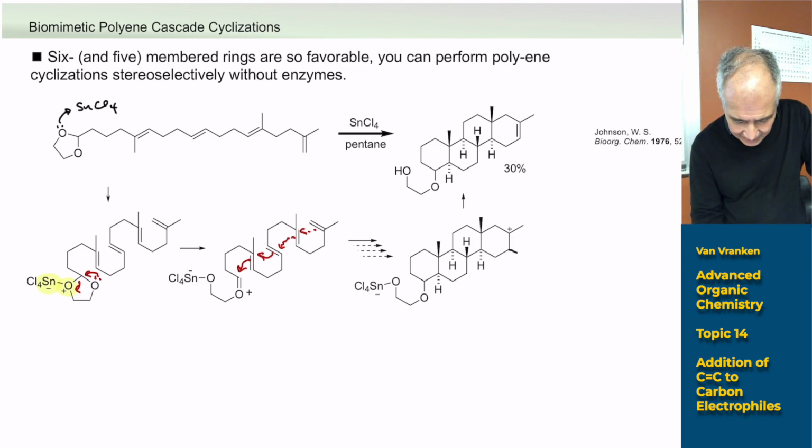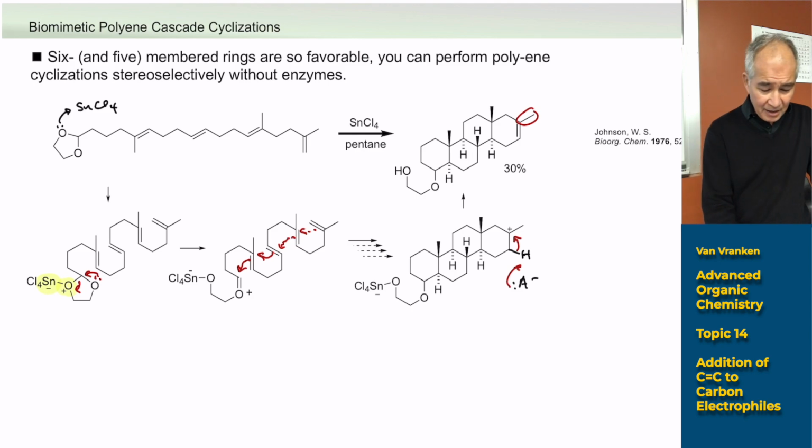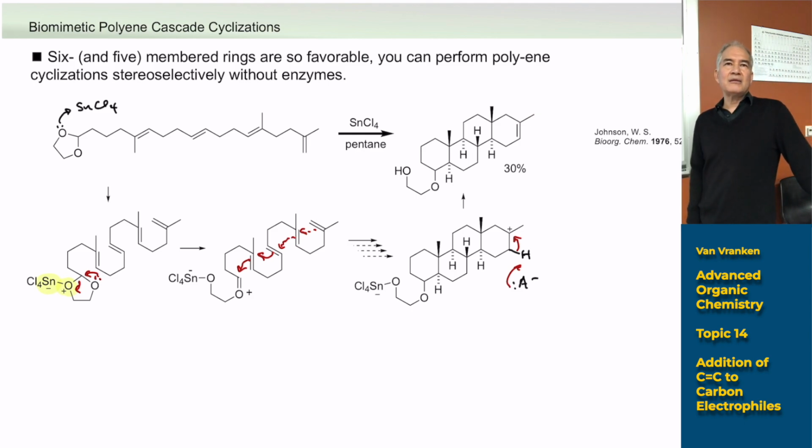What's the last step out of here? Well, unfortunately, the last step is to pull a proton off, and you don't get great control out of that. Most of the double bond ends up here, but you would also end up with double bond isomers at other positions and things like that. How could you control that? Well, you would have used an allylsilane, and then you'd know exactly where the double bond was going to end up.